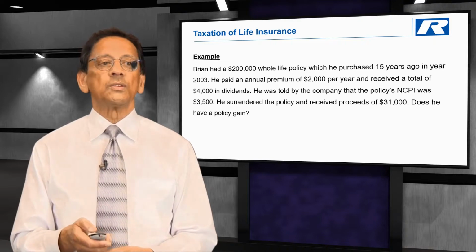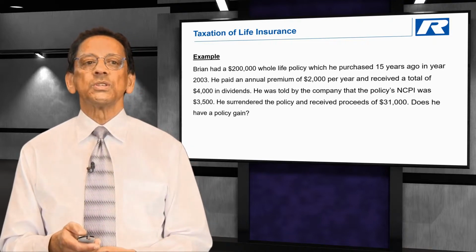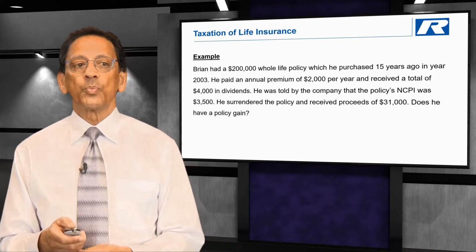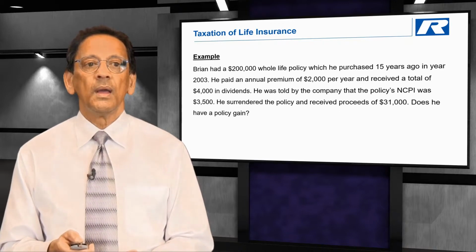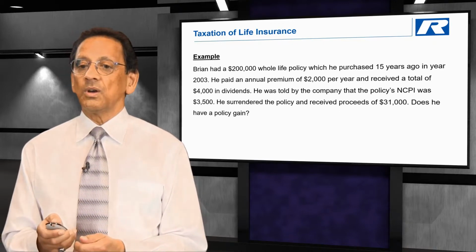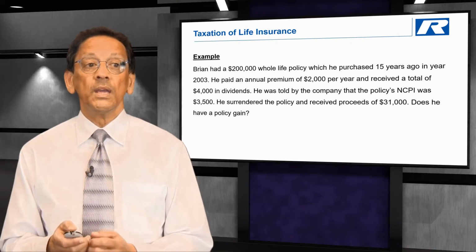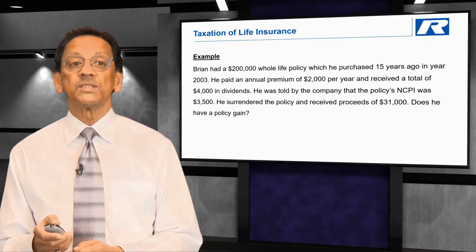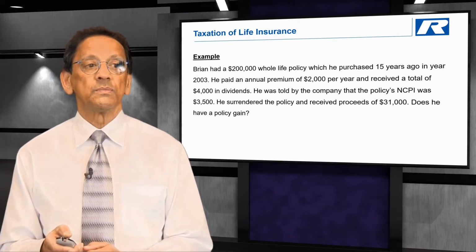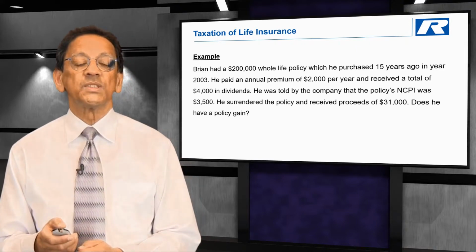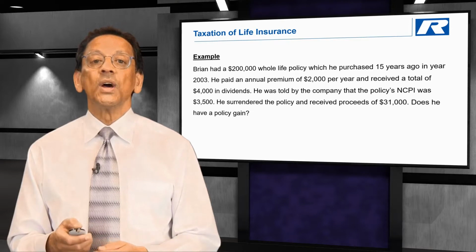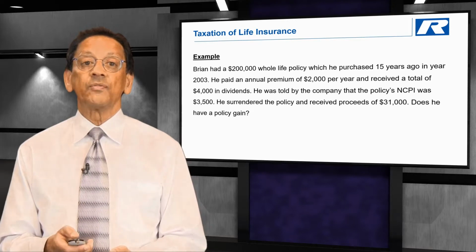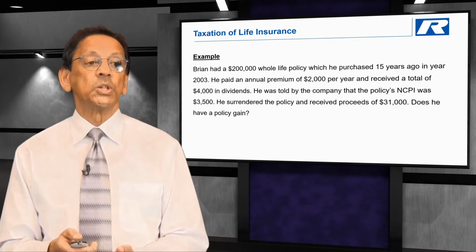Brian had a $200,000 whole life policy, which he purchased 15 years ago in the year 2003. He paid an annual premium of $2,000 per year and received a total of $4,000 in dividends. He was told by the company that the policy's net cost of pure insurance, you see that term NCPI, was $3,500. He surrendered the policy and received $31,000. Does he have a policy gain? In other words, is there any part of the money he got back that he's going to have to pay income tax on? Well, let's look at the formula.